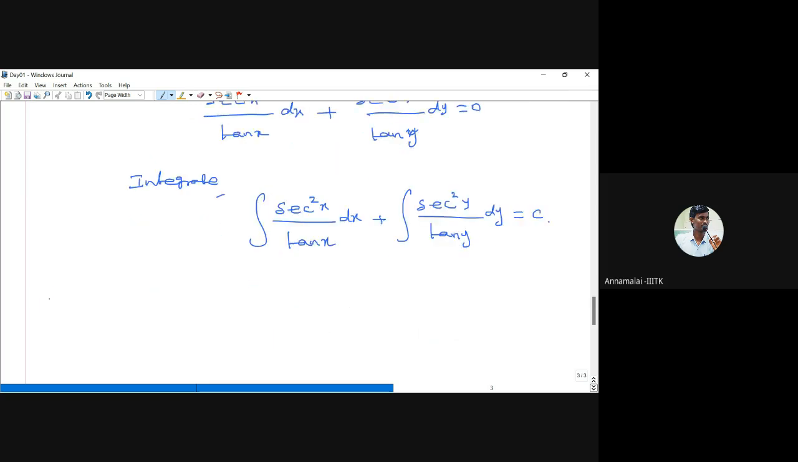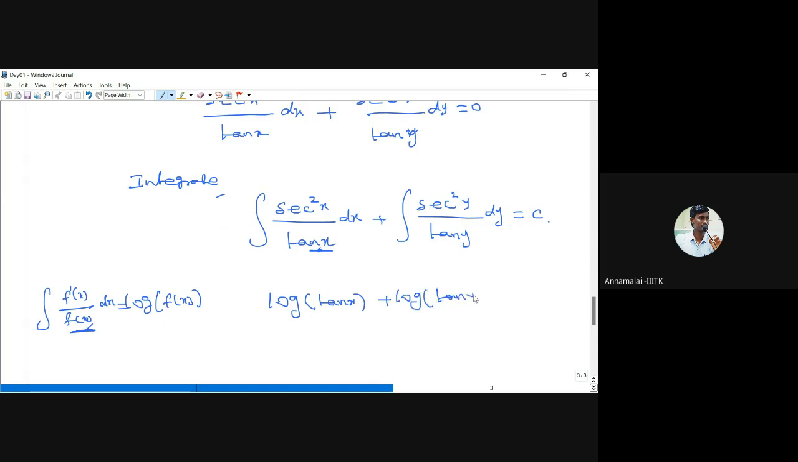Suppose the integration of f dash of x by f of x into dx. That is, we differentiate the denominator, we get the numerator. We can simply write log of modulus of f of x. That is the integration. And we know that the derivative of tan x is secant square. So therefore, the derivative of the denominator is the numerator. Therefore, this is nothing but log of tan x. And here also, since the derivative of tan y is secant square y, therefore, this is nothing but log of tan y.